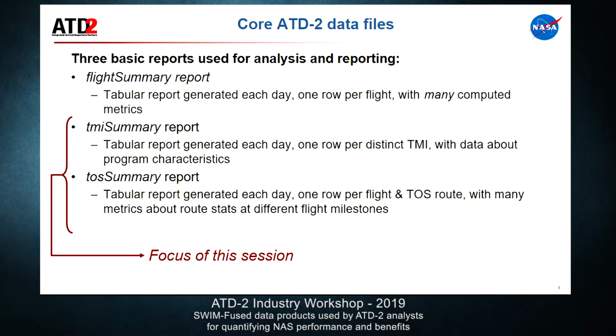So the core data files, as I said earlier, we talked about the flight summary report. This session, we're going to talk about the TMI summary. Each row in that file is a distinct traffic management initiative. And in the TOS summary file, each row is a distinct route for one flight and the data about that route that it could have taken, maybe it did take, maybe it didn't, leaving the North Texas region here as part of the ATD-2 phase 3 concept.